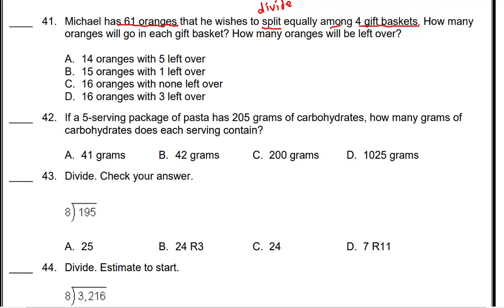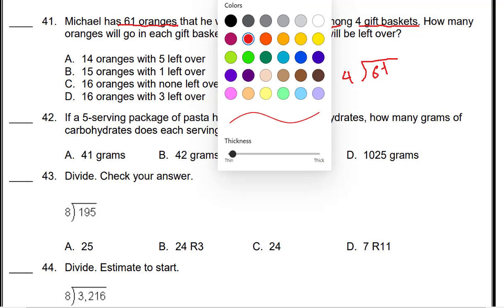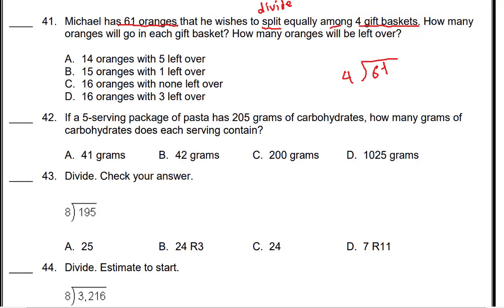We should do 61 divided by 4. Yes, 61. Excellent. 61 divided by 4. So let's start with 6 divided by 4. Oh, but 6 is more than 4.